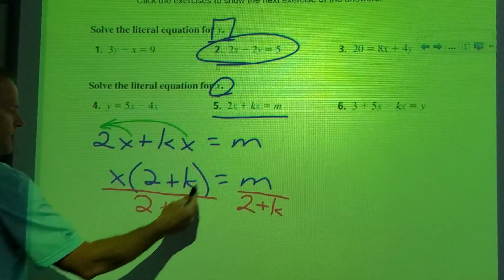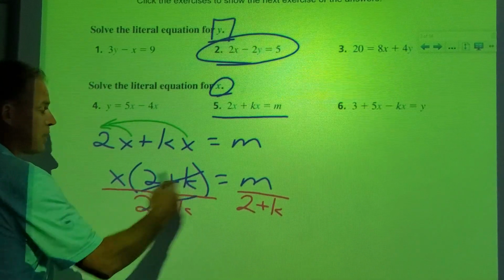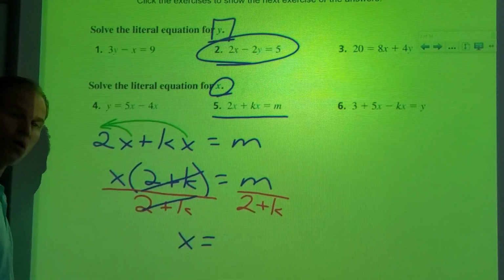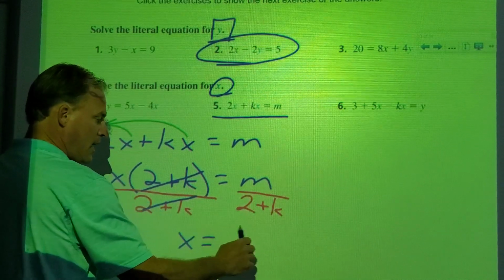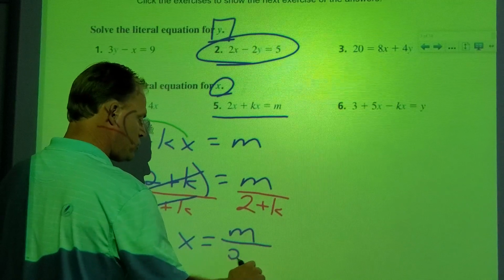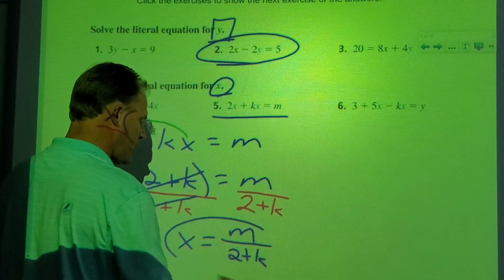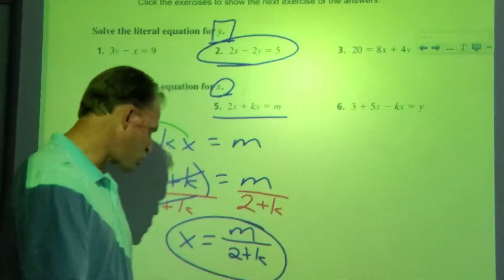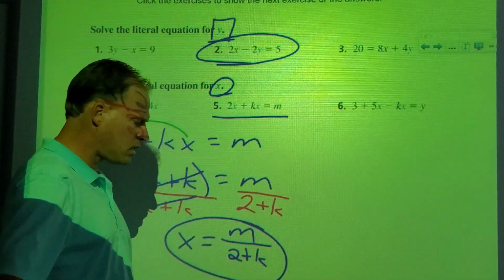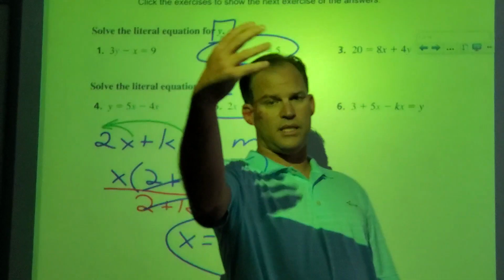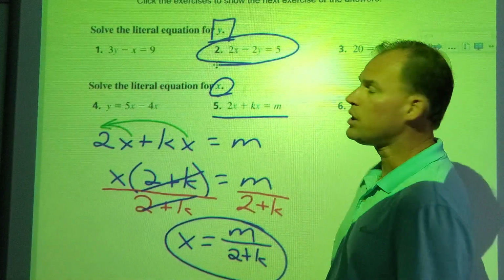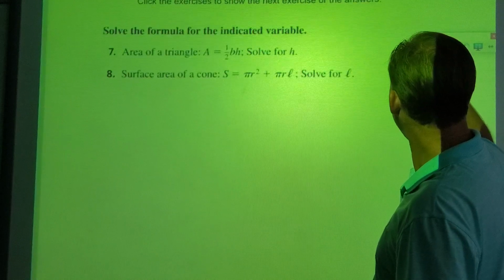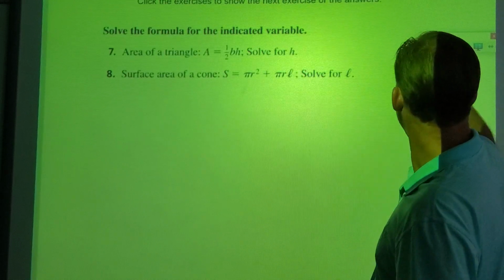So 2 + k divided by 2 + k is 1. So I have just plain old 1x over here, and m over 2 + k is the final answer. That's when I just give you a literal equation. Let's talk some more about the word problem versions of this.